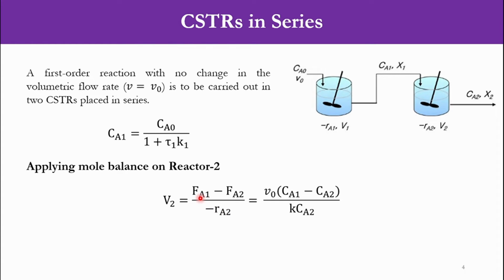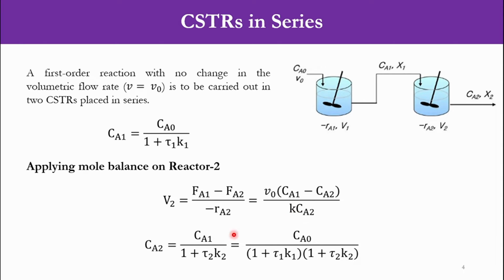Now we know that F is equal to the volumetric flow rate times the concentration. So V0 Ca1 minus V0 Ca2, V0 will be common, so V0 times (Ca1 minus Ca2), and minus Ra is equal to k Ca. So for the second reactor, minus Ra2 is equal to k Ca2, and once we rearrange it, we get Ca2 equal to Ca1 over 1 plus tau 2 K2. This relation is the same as the first, but now it is represented for the second reactor. Now we know the value of Ca1, that is Ca0 over 1 plus tau 1 K1.